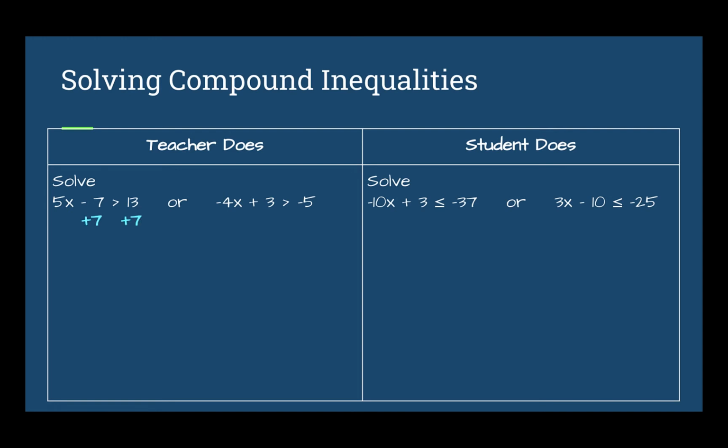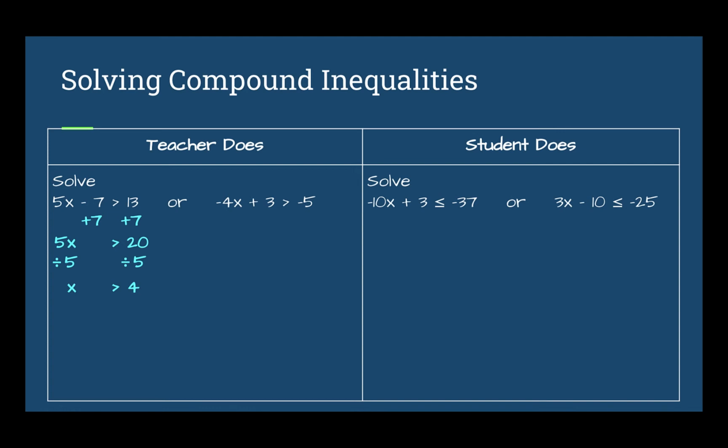So first, solving the left, I would add 7 to both sides, get 5x is greater than 20, divide by 5, so x must be greater than 4. So that's one of my possible things that could happen. x could be greater than 4. If it is, it works.